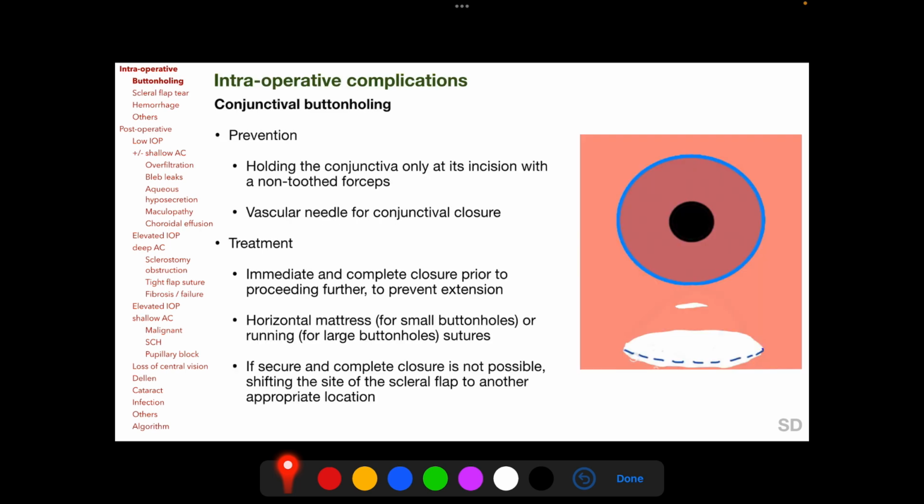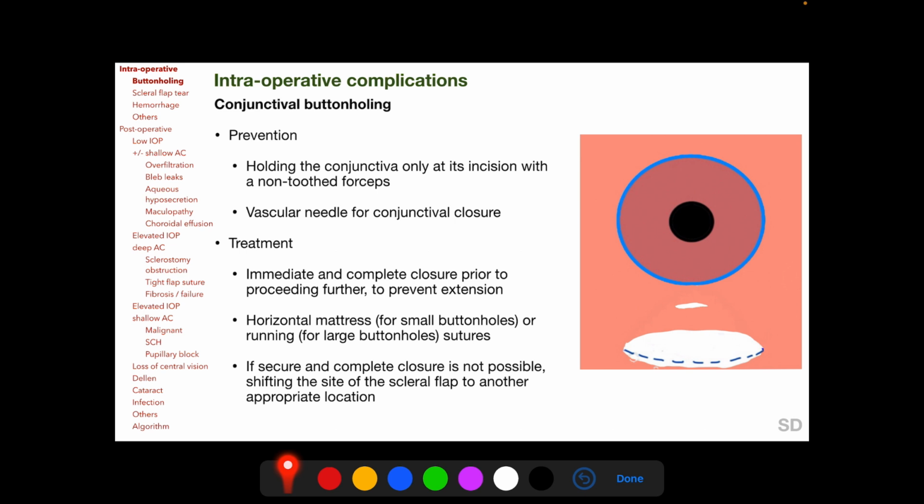And we'll classify the complications as intraoperative complications and post-operative complications. Most common intraoperative complications include conjunctival buttonholing, scleral flap tear, and hemorrhages. Conjunctival buttonholing is a tear in the conjunctival flap which overlies the bleb and which thus may potentially lead to a bleb leak. Conjunctival buttonholing can be prevented by holding the conjunctiva only at its incision with a non-toothed forceps and by using a vascular needle which is round in cross-section to close the conjunctival flap.